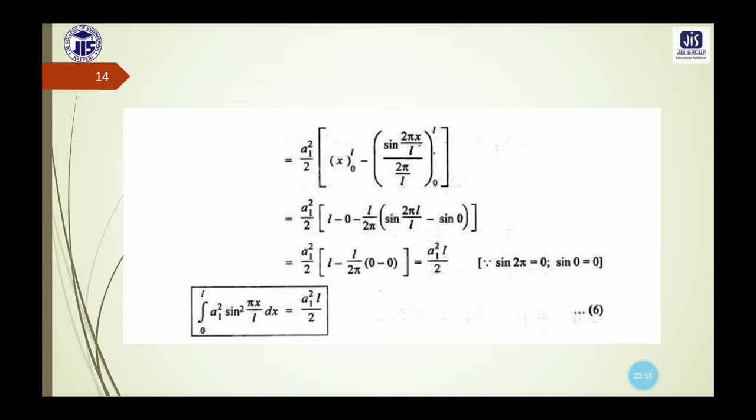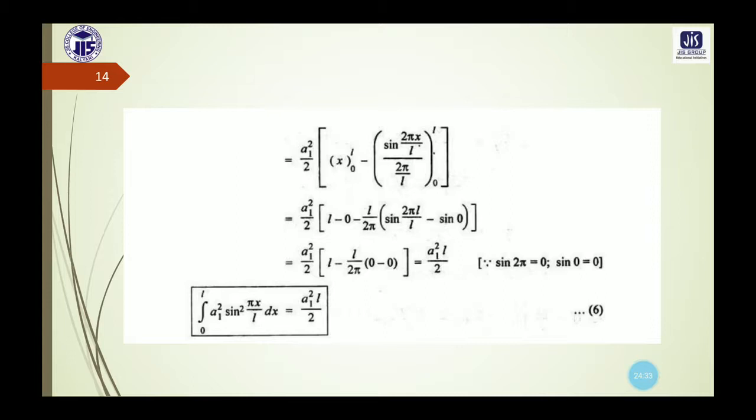Now if we put the limit of the integration, then first we will write L minus 0, and for the second part it will be L by 2 pi, then sine 2 pi L by L minus sine 0. Now as we know that sine 2 pi equals 0 and sine 0 is also 0, so we can write L minus L by 2 pi within bracket, it is total 0. So that means ultimately we are getting a1 square L by 2.